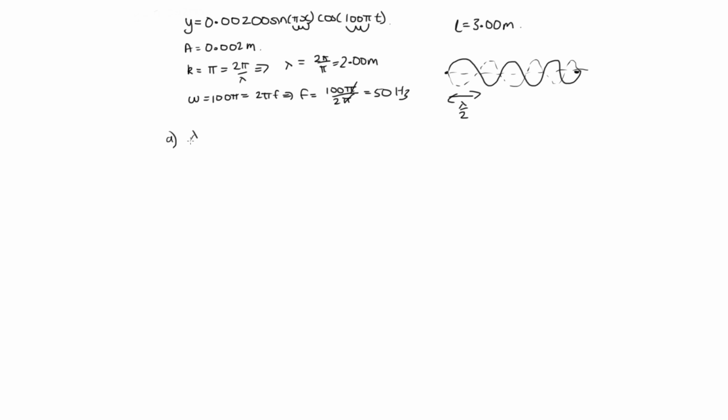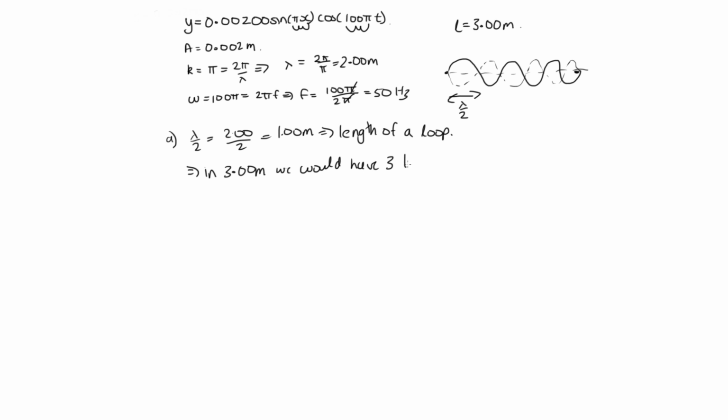So we've got λ over 2 is equal to, we've worked out what λ is, so this is just 2 meters over 2, so that's 1 meter. So that's the length of a loop. So that tells us in 3 meters we would have 3 loops. Okay, so 3 is the answer to the first part.